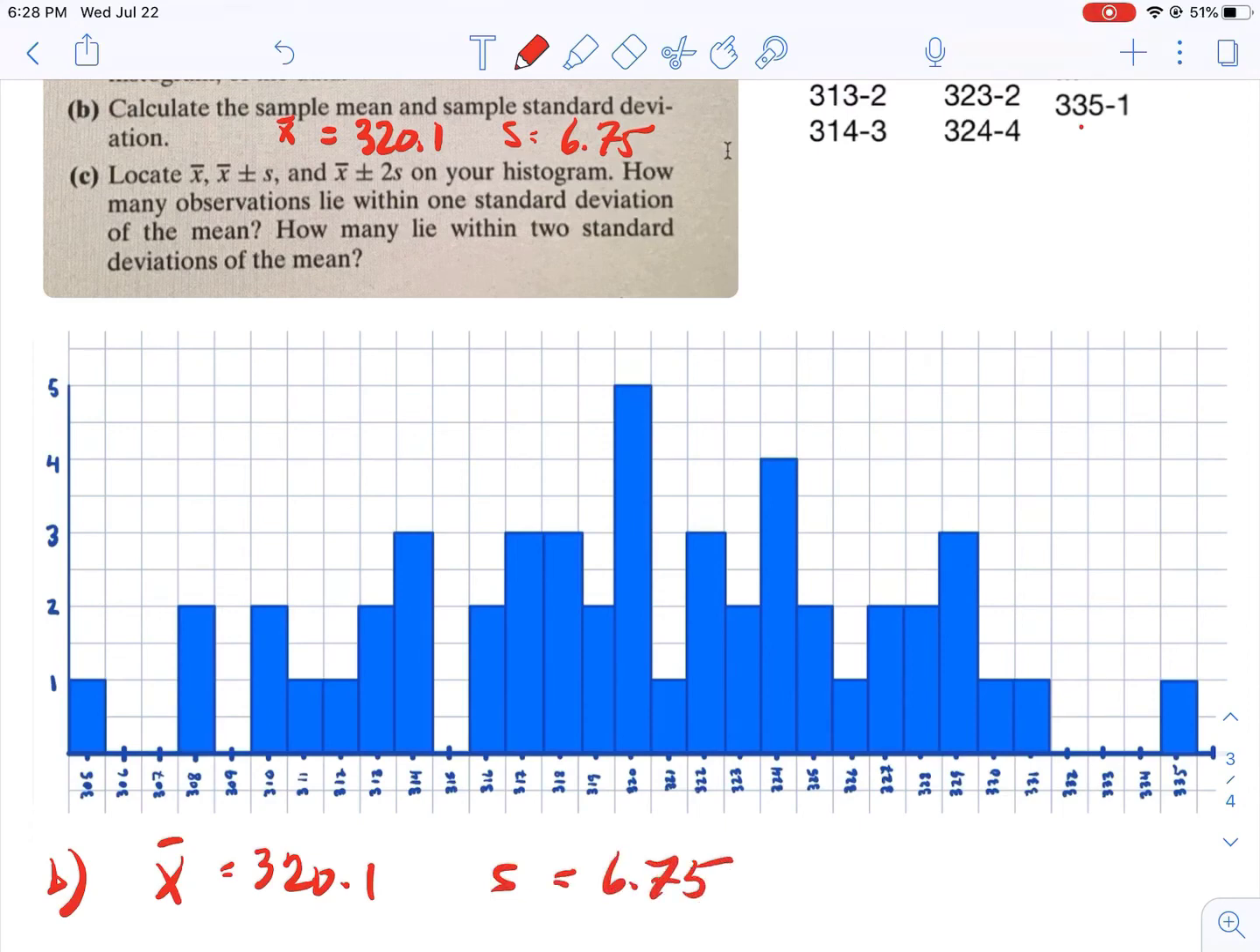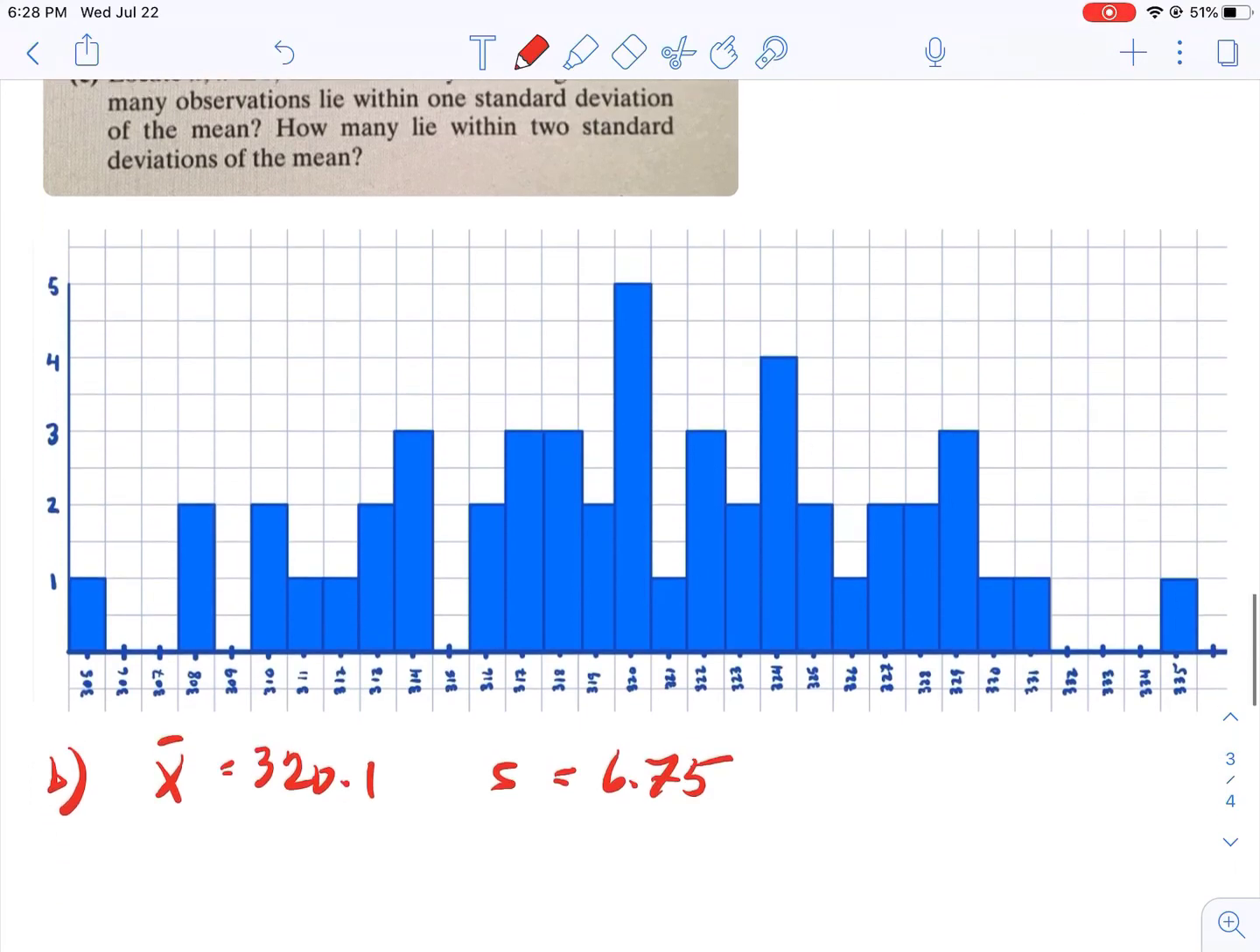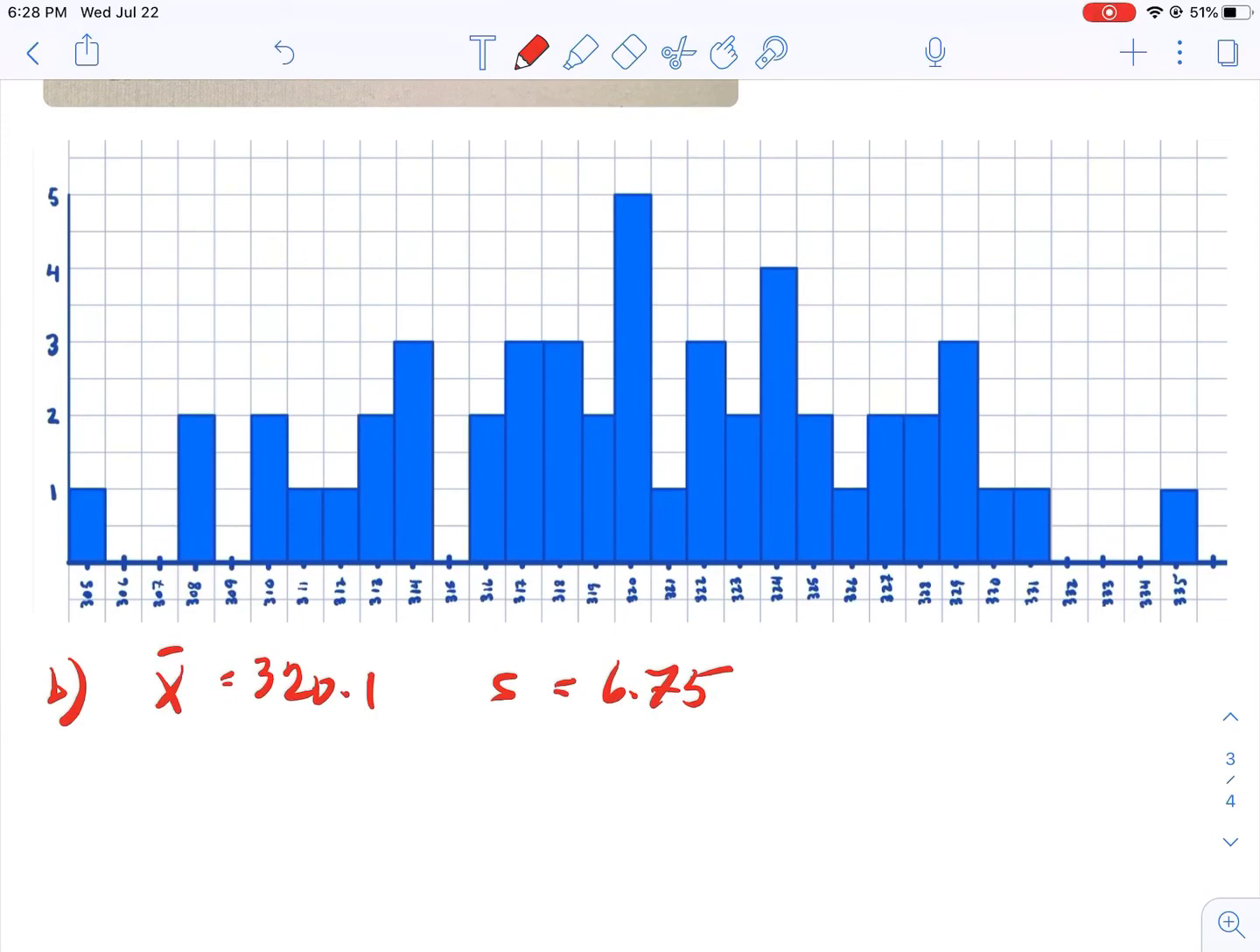And it says locate your mean plus s, mean plus 2s. So that's one standard deviation away, bigger and smaller. Two standard deviations away, bigger and smaller. And then it asks us how many observations lie within one standard deviation, how many lie within two standard deviations. So let's go ahead and find those values.